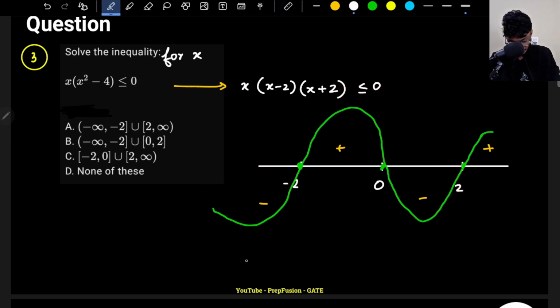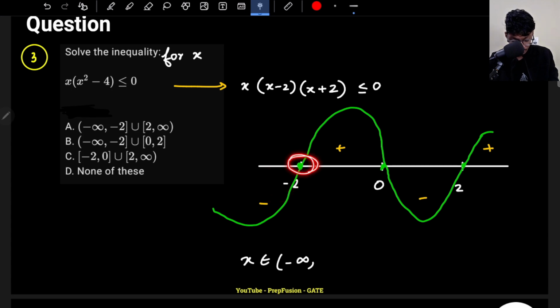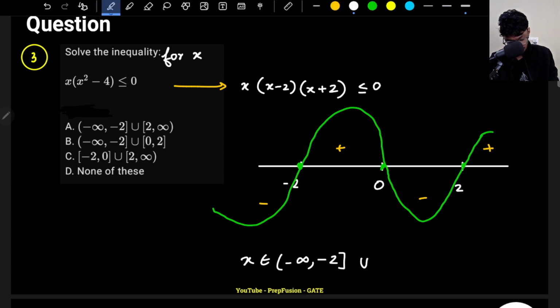So first of all, I will write the limits. Obviously I will start from the lowest one. Lowest is minus infinity. Then I come to -2, and -2 is also included in the region because it has an equality sign. So -2 will be there with the equality sign. Then union, this has to also be included, between 0 to 2. 0 also will be included, and 2 also will be included. These will be my regions. So option B will be correct.